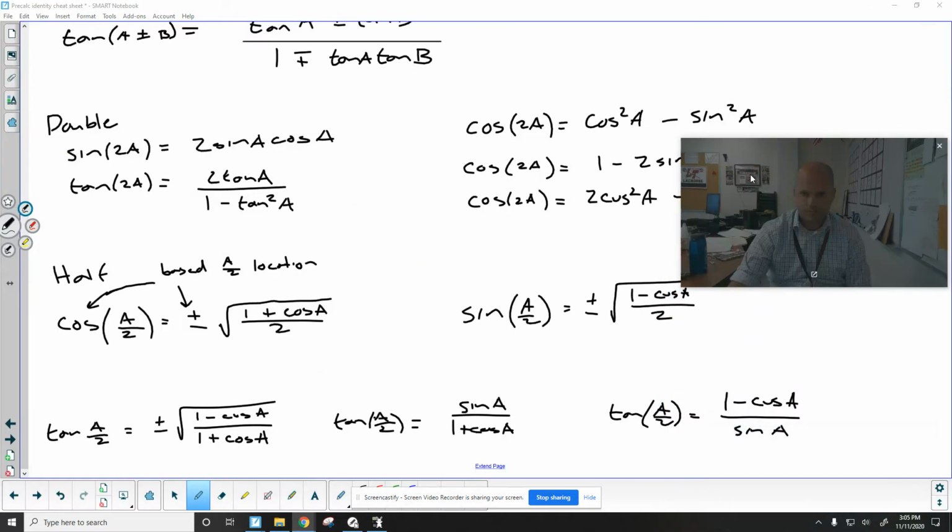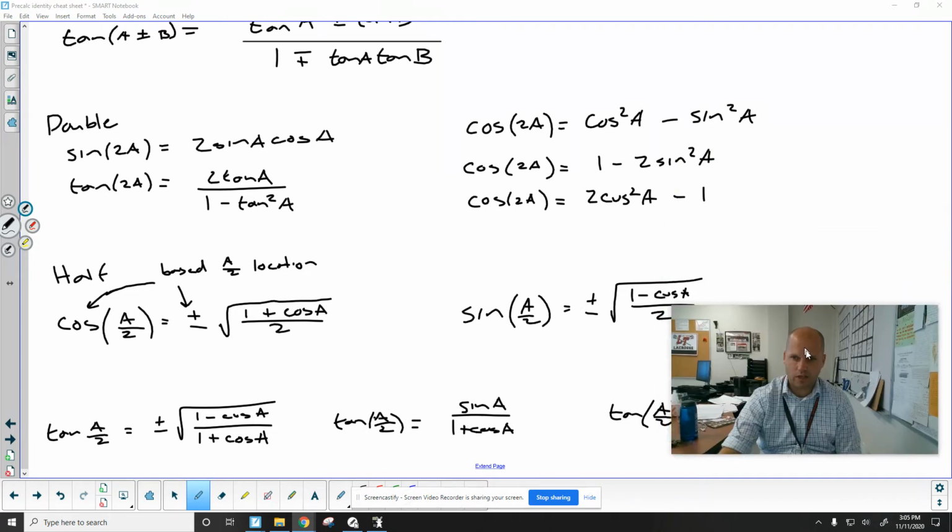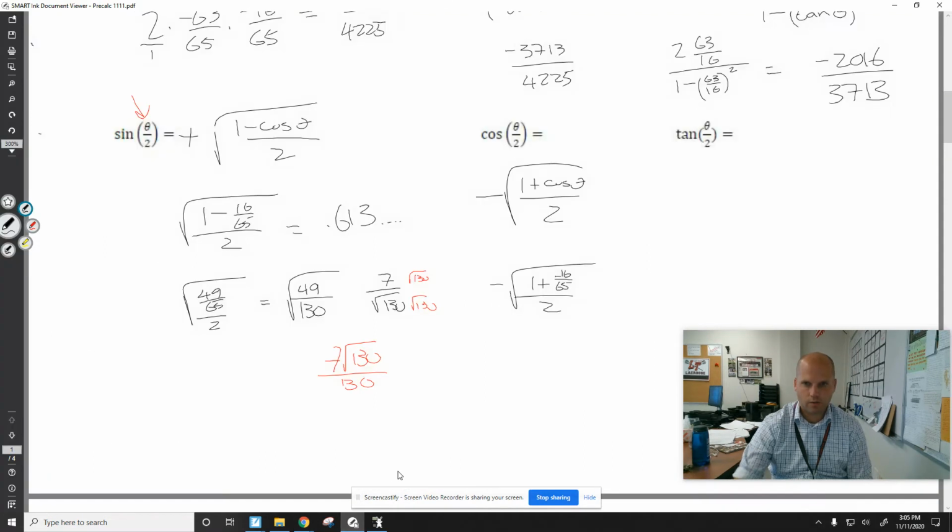One of these. This one, this one, this one. I like that one. Nobody likes minus signs. Sine A over 1 plus cos A. So sine A over 1 plus cos A. So this is sine theta over 1 plus cos theta.